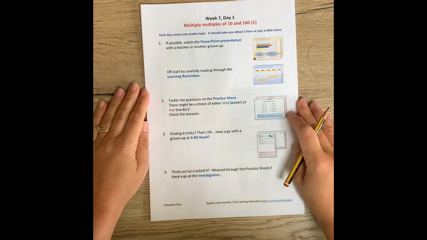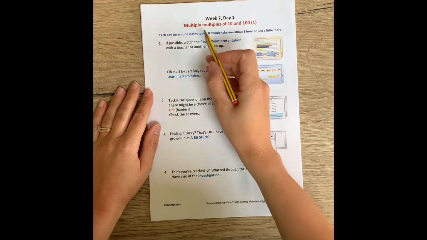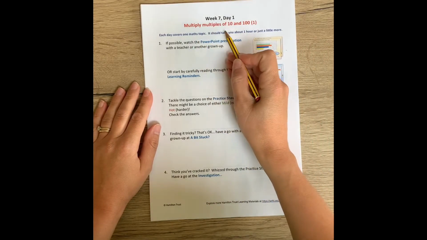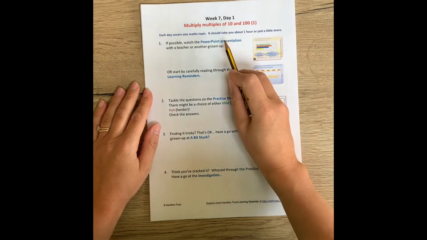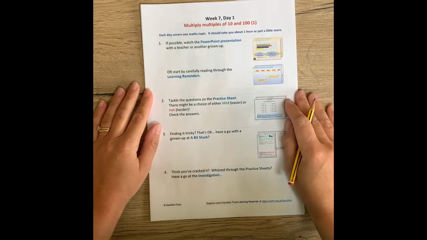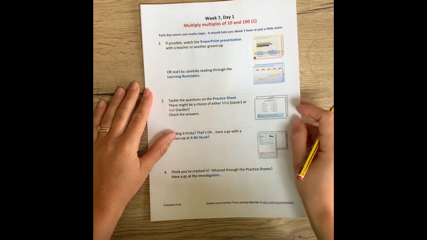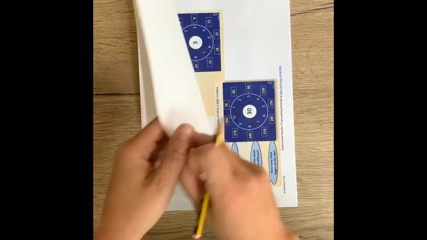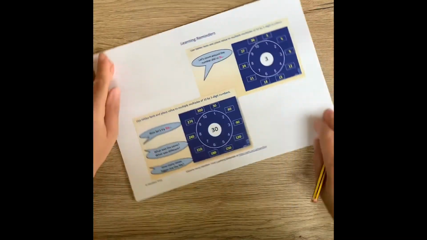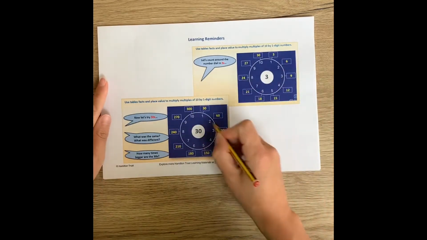So Monday's lesson, and today we're going to be looking at multiplying multiples of 10 and 100. There is a PowerPoint presentation to go alongside this lesson. I'll be going through the learning reminders as normal. So to start us off, we have got a couple of wheels here.